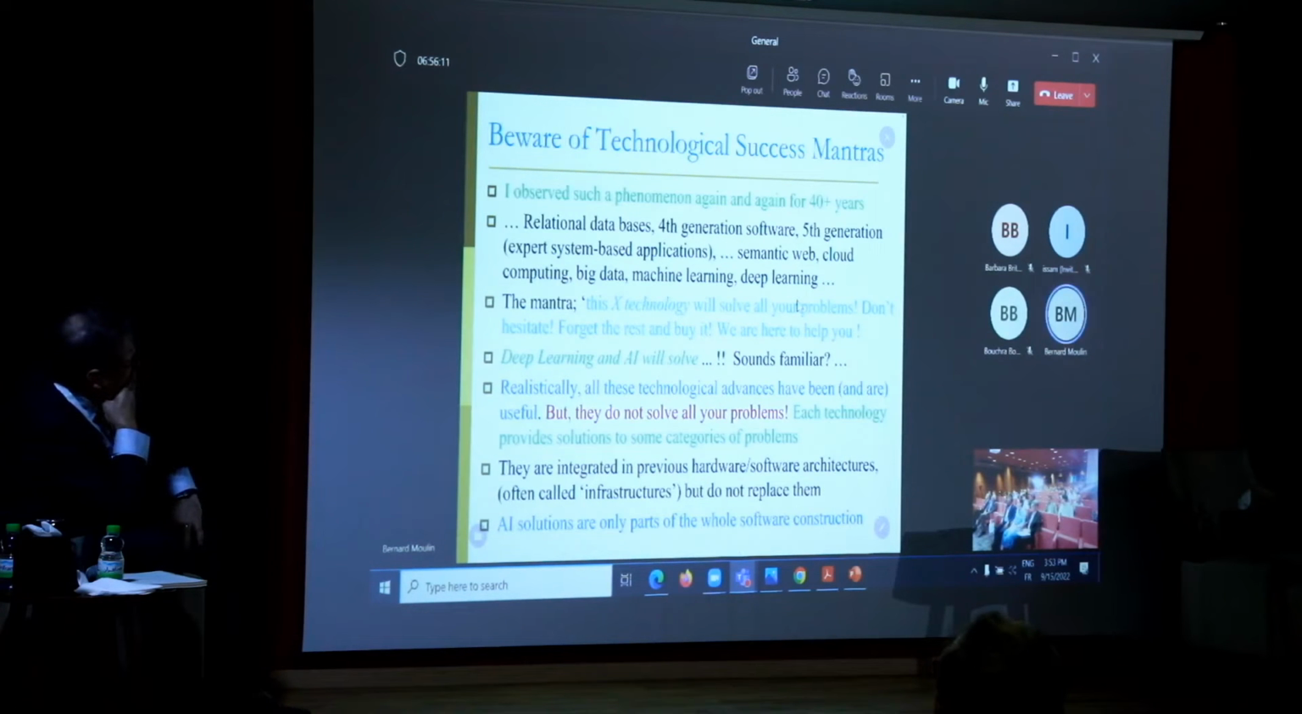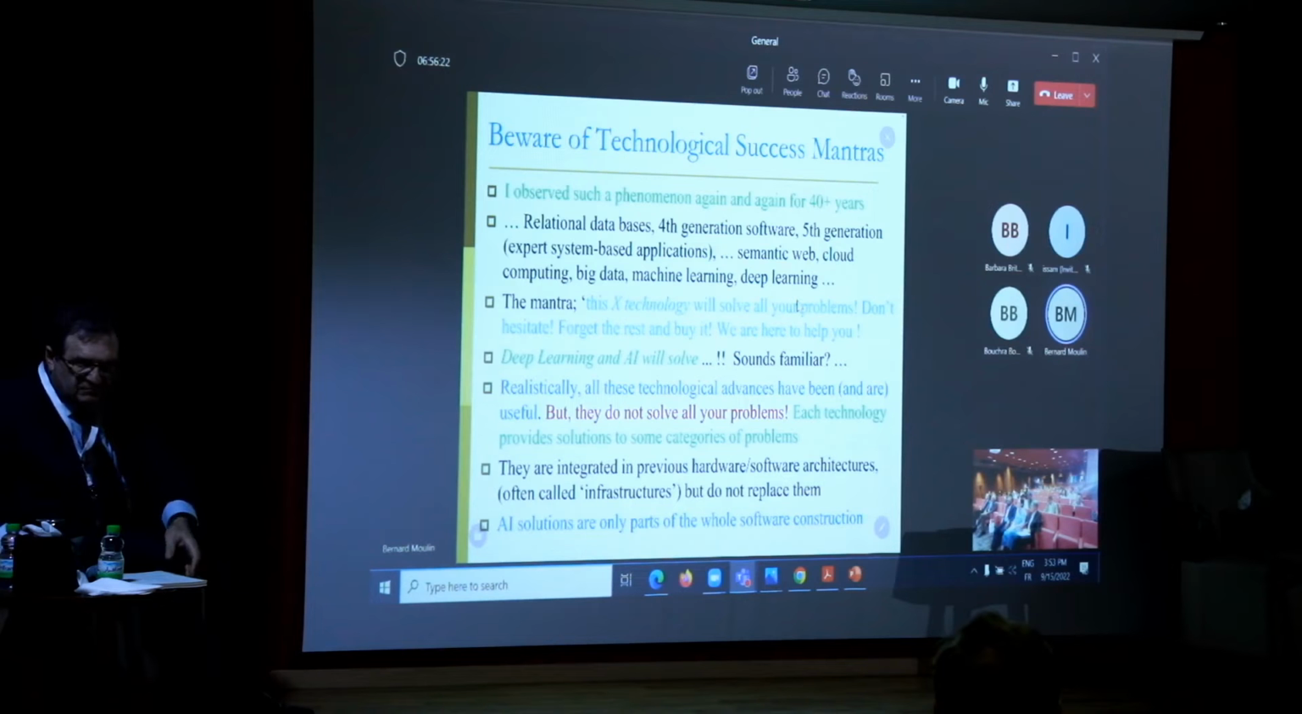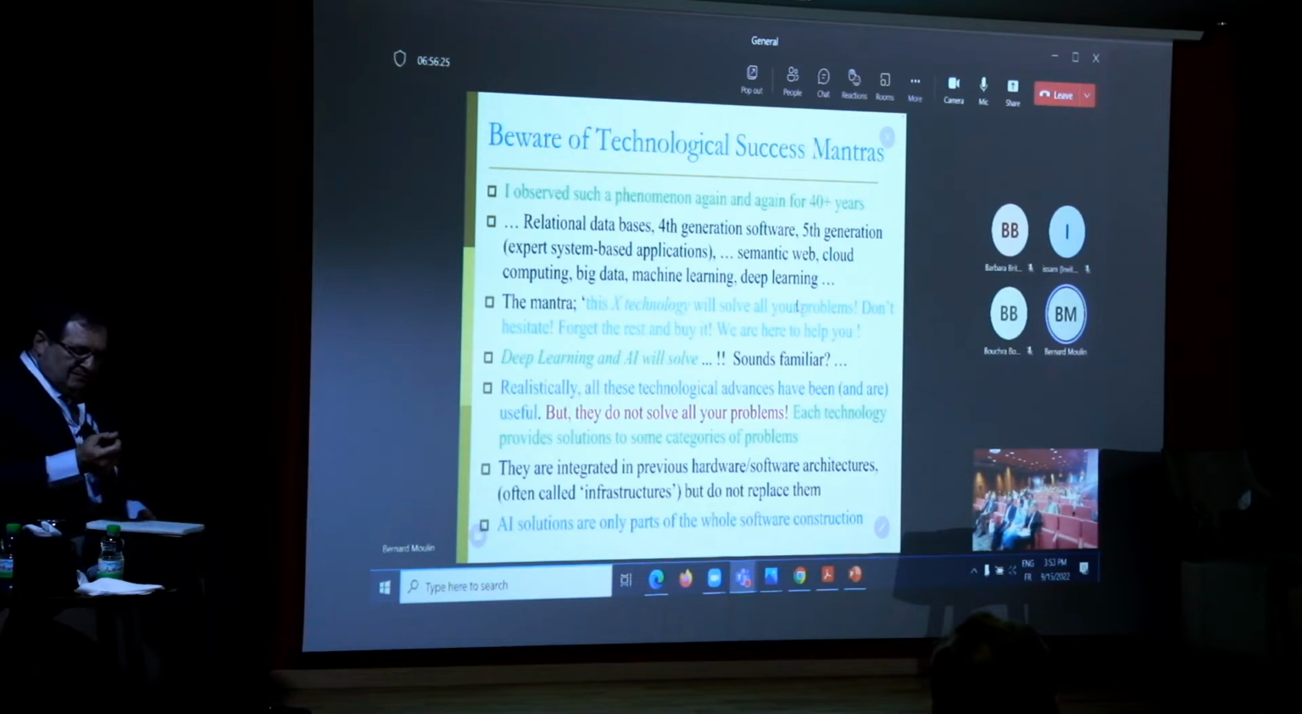I also want to be cautious about the technological success mantras. I have observed such a phenomenon again and again for 40 plus years. Maybe some of you heard about relational databases. I lived that era. Fourth generation software, fifth generation software, expert systems, database systems, semantic web, cloud computing, etc., etc. And the mantra is this: X technology will solve all your problems. Don't hesitate, forget the rest and buy it. We are here to help you. Deep learning and AI will solve all your problems.